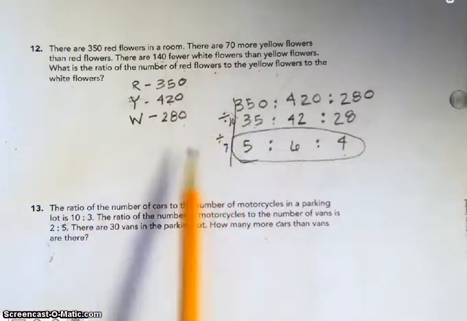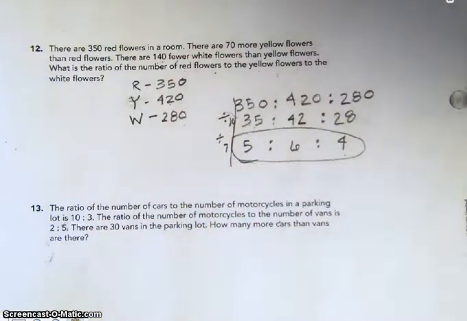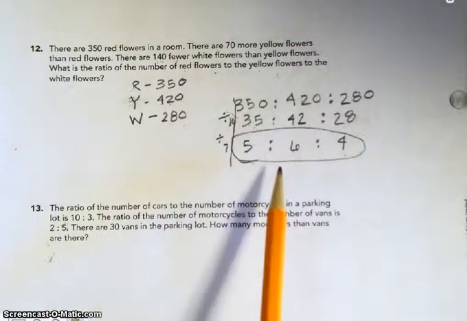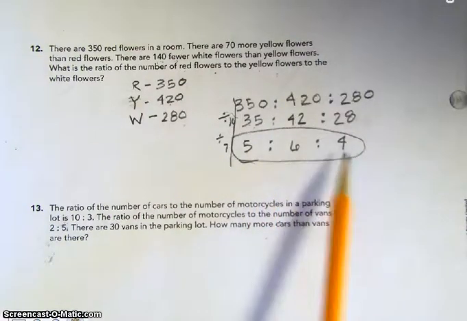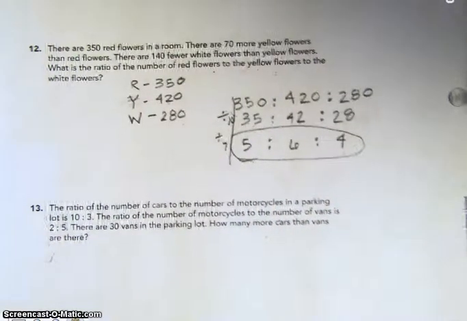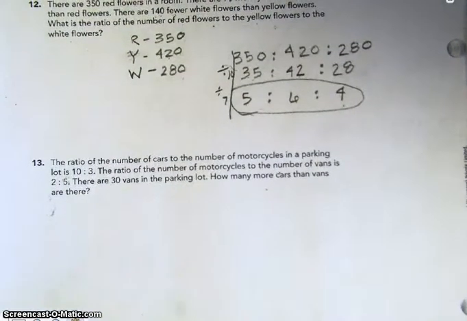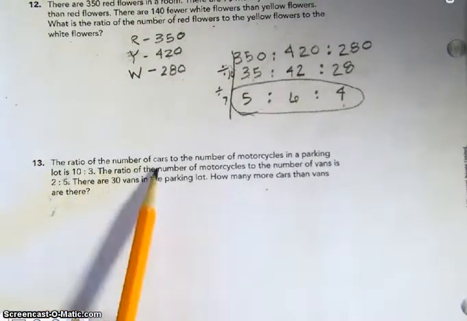If you did that, it would have reduced by 2. There's lots of different ways you can do it, as long as you keep dividing by whatever you know you can divide it by till you get to the simplest form. So that's your answer.